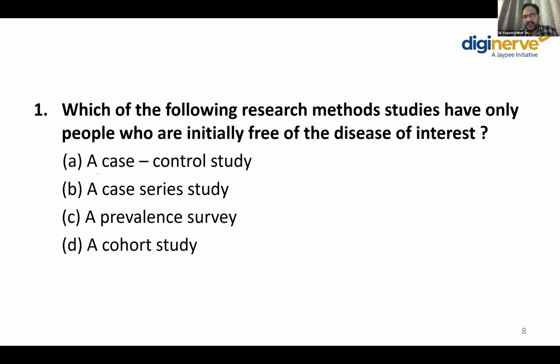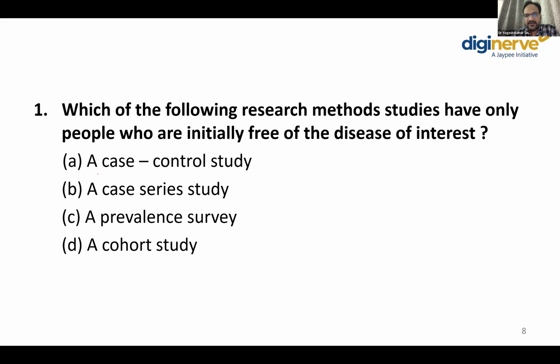It means it cannot be the case control. Case control means the patient is coming to us with the disease, and that is what we call the case. So case control cannot be a study when the people are initially free of the disease. Case series is just a case series. In case series, we are having one or two patients and we are doing a series on them. Prevalence study, prevalence is the word used for the disease. What is prevalence? Prevalence is the total number of cases. So here we are talking about people who are initially free from the disease.